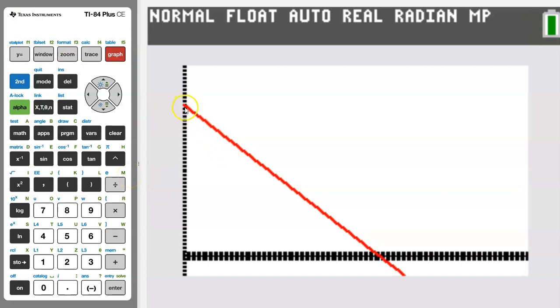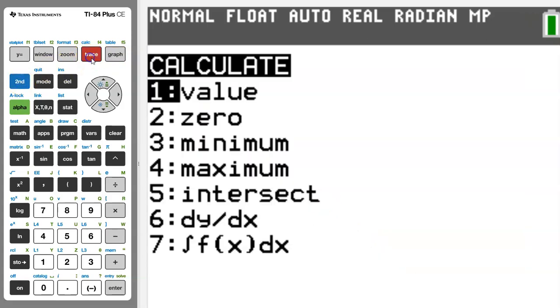This red line represents the total number of people over time, and we want to find the time when the number of people is 0. There is a function for that, so we can just hit second trace, and we will choose 0.